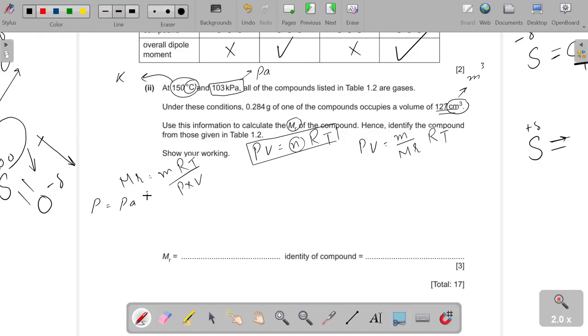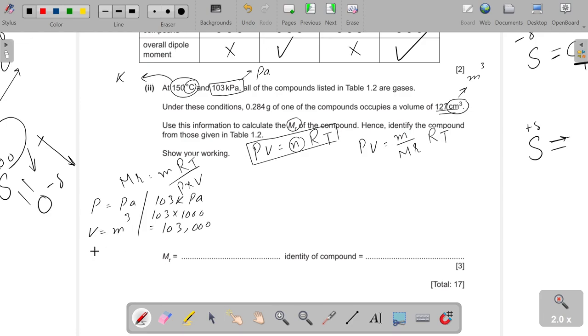Okay, so you can see the pressure given in the question is 103 kilopascal. If I multiply this 103 by 1000, I will get the answer in Pascal. The other thing is the volume is given, and I need to convert the volume into meter cube.